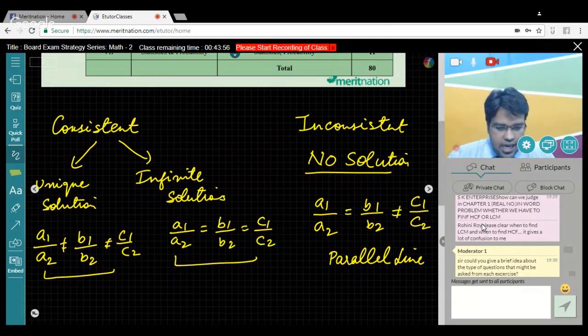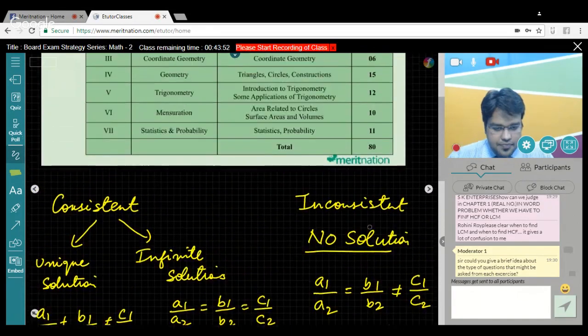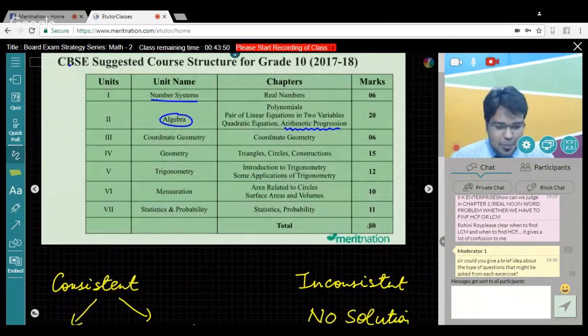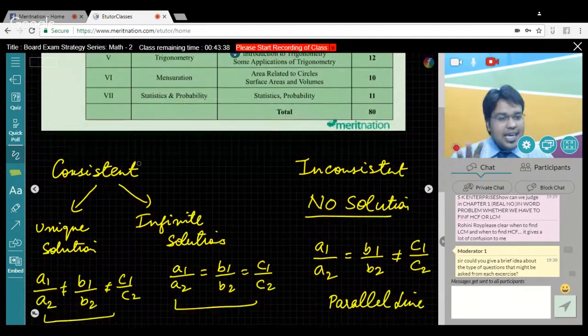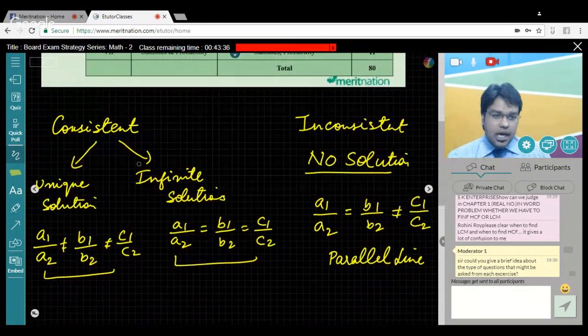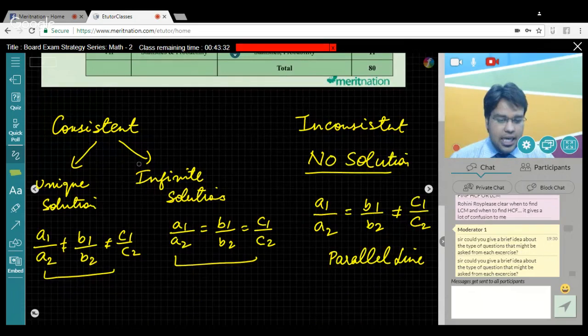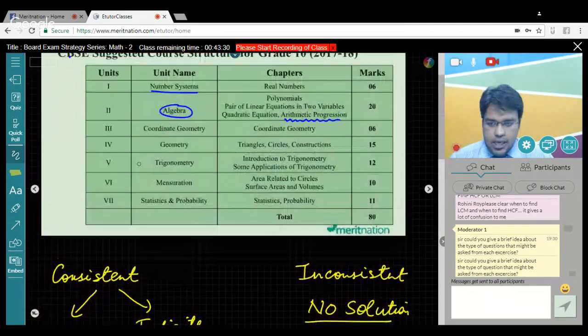Could you give a brief idea about the type of question that might be asked from each exercise? From each exercise, that's not possible to say. I'll give you from a chapter point of view. From AP you can get a word problem. From pair of linear equations, you will get a question of consistent or inconsistent system. That is going to be asked. So make sure you practice questions like this thoroughly.